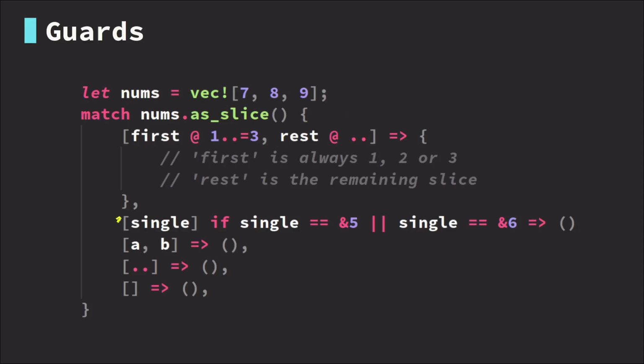In our second match arm, we're just taking a one element slice only if the element happens to be a 5 or if the element happens to be a 6. The third match arm just takes two elements, and these last two match arms are required in order to satisfy the exhaustive nature of the match expression. So without these two, we'll get a compiler error because we need to handle all situations.